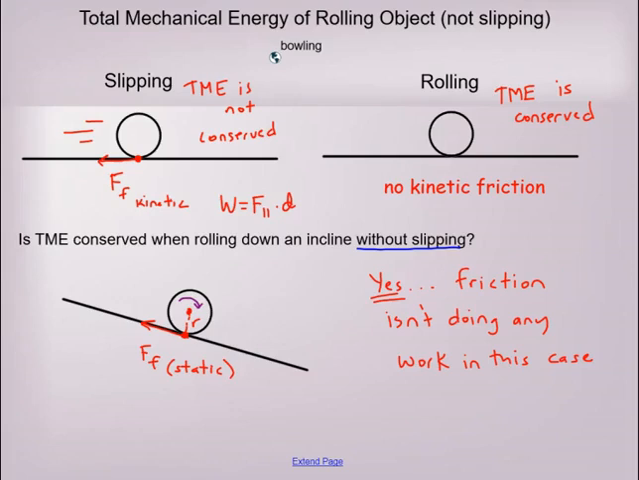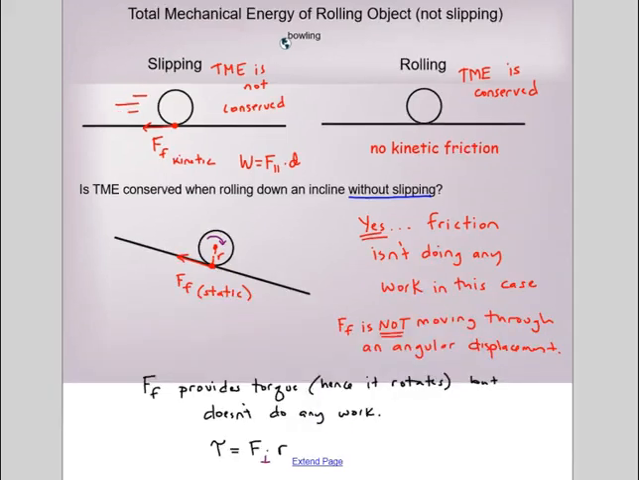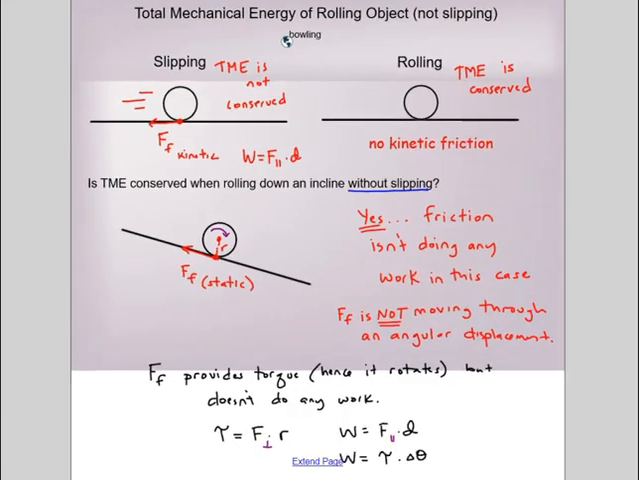And so that force would be applied through an angular displacement. The static friction is not being applied through an angular displacement. It's being applied only at a point of contact, thus exerting a torque. So yes, friction provides torque, which is why it's rotating. If there wasn't any static friction, it wouldn't rotate. But it's not doing any work because once again, that frictional force is always perpendicular to r. There's never a parallel component of that force to the displacement.